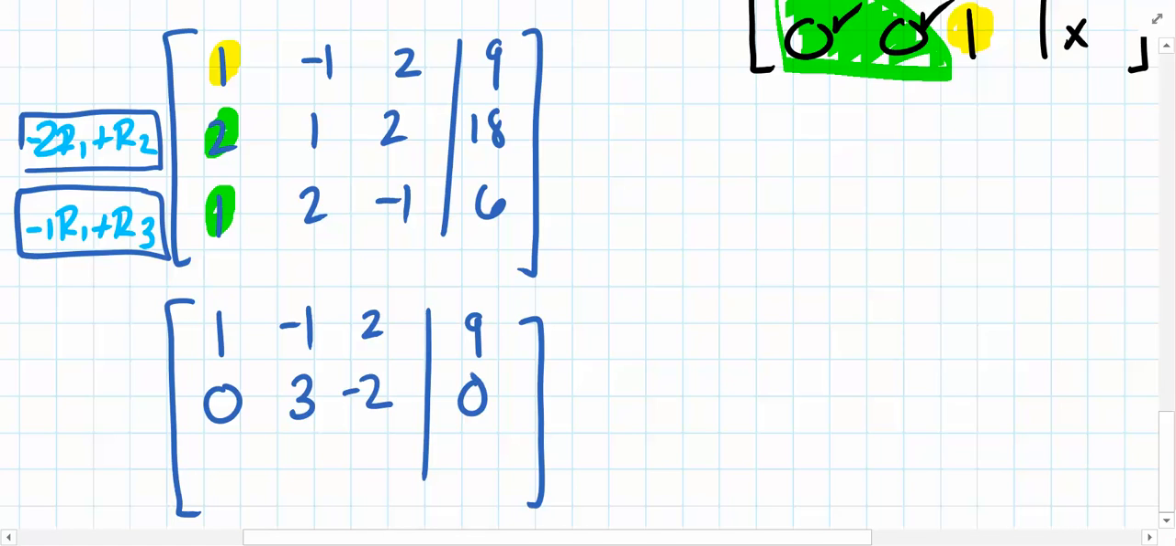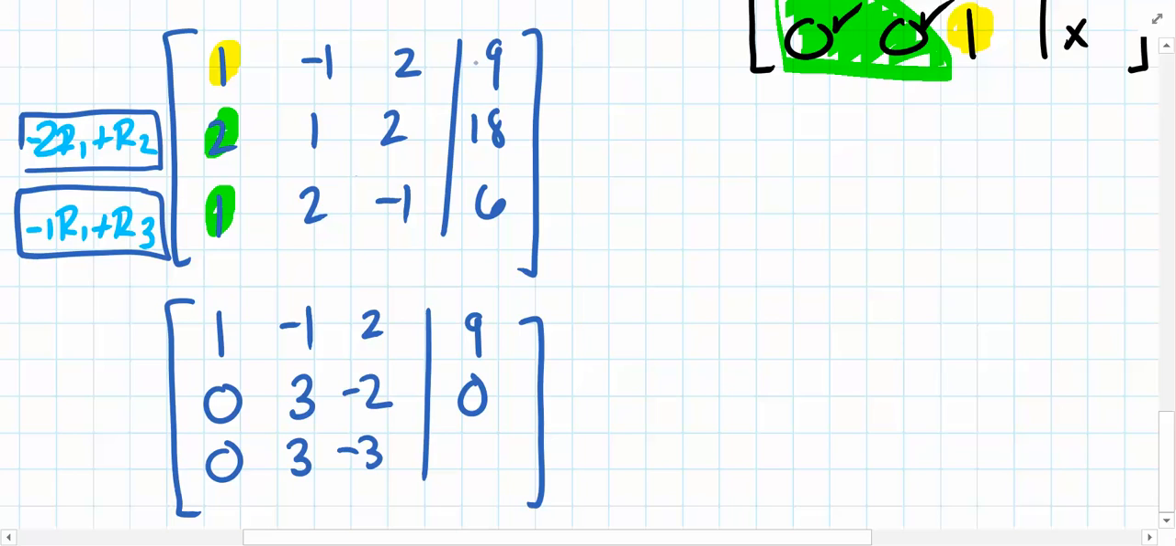Stay with me. Negative 1 times 1, everybody. Negative 1 plus 1. 0. Very good. Negative 1 times negative 1. 1. 1 plus 2. 3. Very good. Negative 1 times 2. Negative 2 plus a negative 1. Negative 3. Negative 1 times 9. Negative 9 plus a 6. Negative 3. Okay, good. We're doing great.